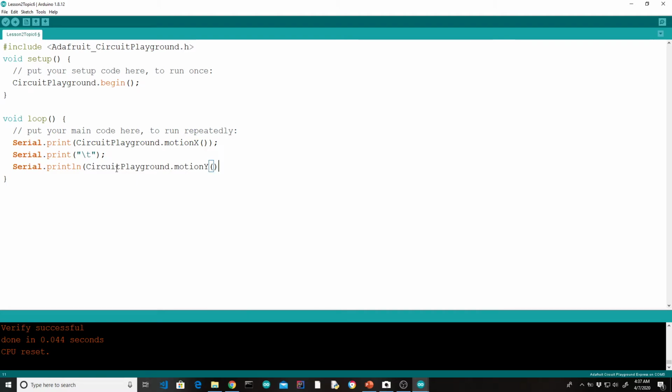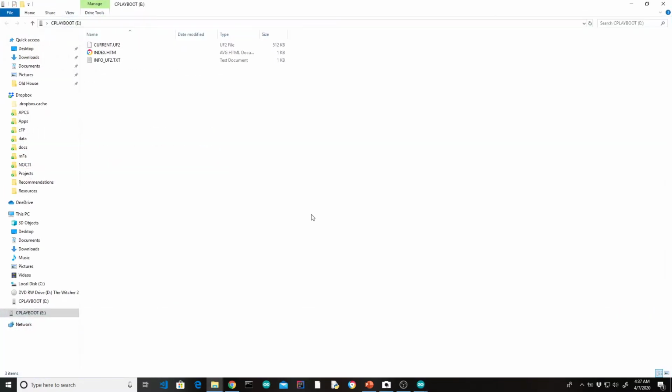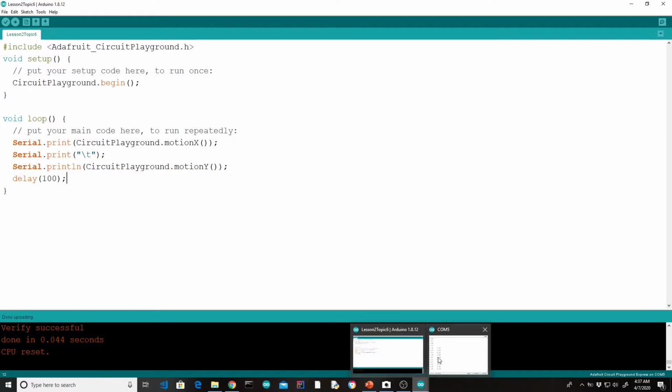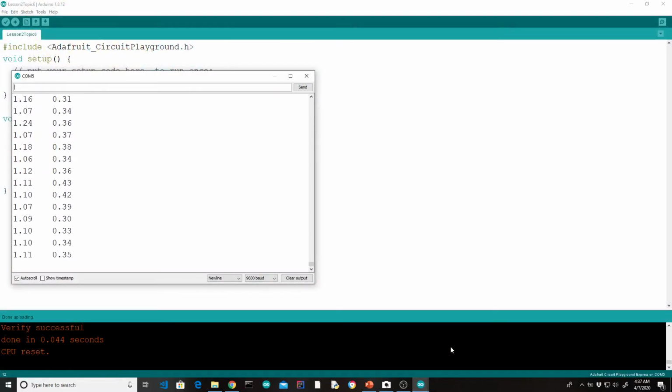So I'm going to do a motion Y. And for the sake of making it a little easier to see the numbers, I'm going to delay it for a tenth of a second. So let's save it. Let's run it. Once it comes up, we'll pull the accelerometer up. You can see that we got two sets of numbers. The first one is the motion in the x-axis. The second one is the motion in the y-axis.